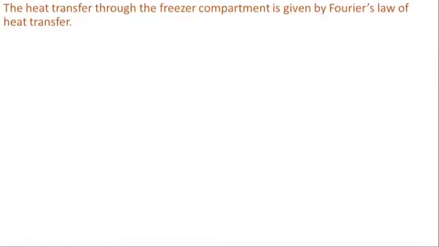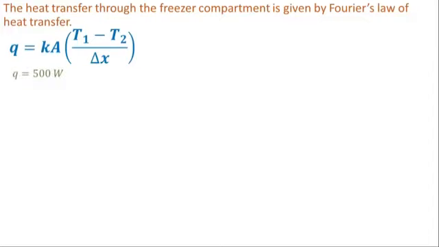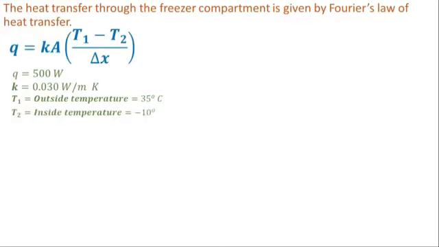Heat loss through the freezer compartment is given by Fourier's law of heat transfer, which we have discussed in lecture 1, and it states that Q equals kA (T1 minus T2) over delta x, where Q is 500 watt heat loss from the freezer compartment. K is the thermal conductivity of styrofoam, and it is given in the problem statement that it is 0.030 watt per meter Kelvin. T1 is the outside temperature, which is 35 degrees centigrade. T2 is the inside temperature, which is minus 10 degrees centigrade.